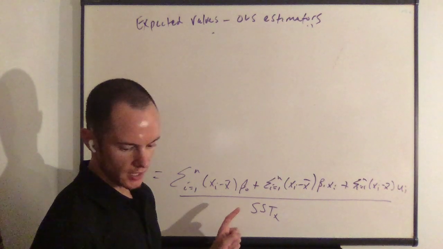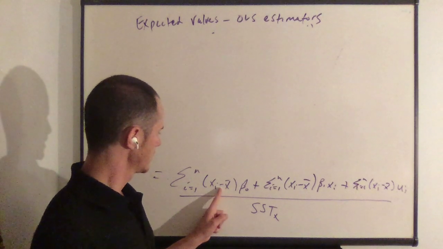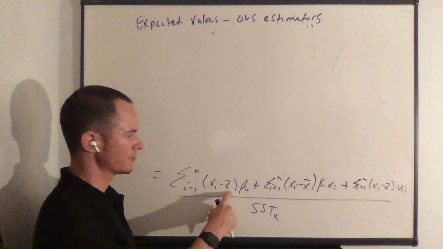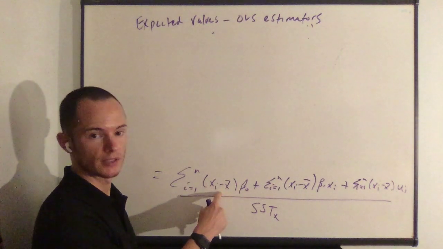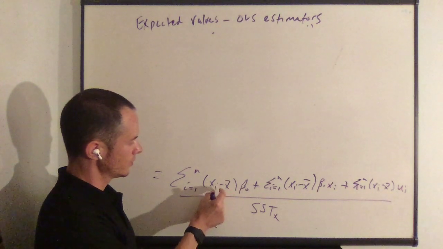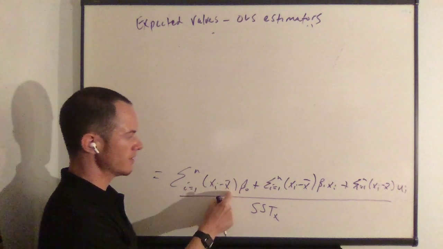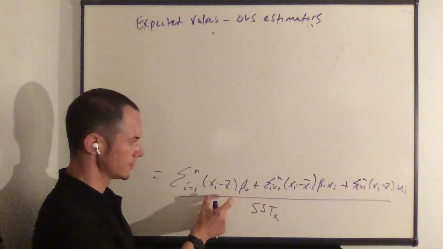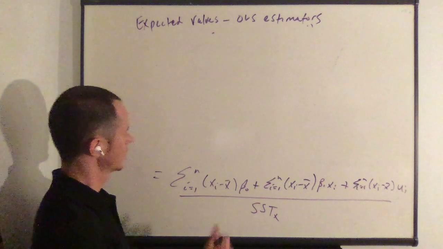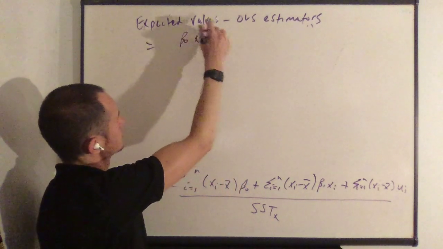Now we have in this term the sum from i equals 1 to n of xi minus x bar. This is going to be 0. Right? Because if you sum the deviations from the mean up, you get 0. They average out to be 0. So this is equal to beta naught times 0.